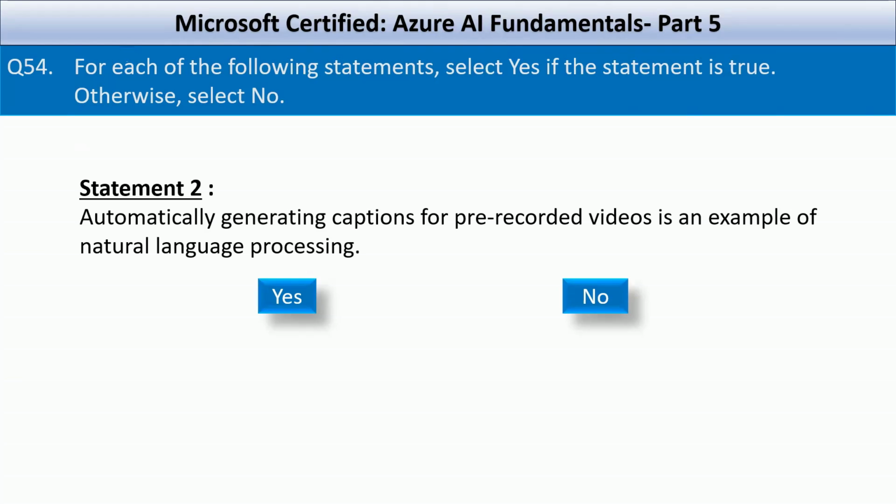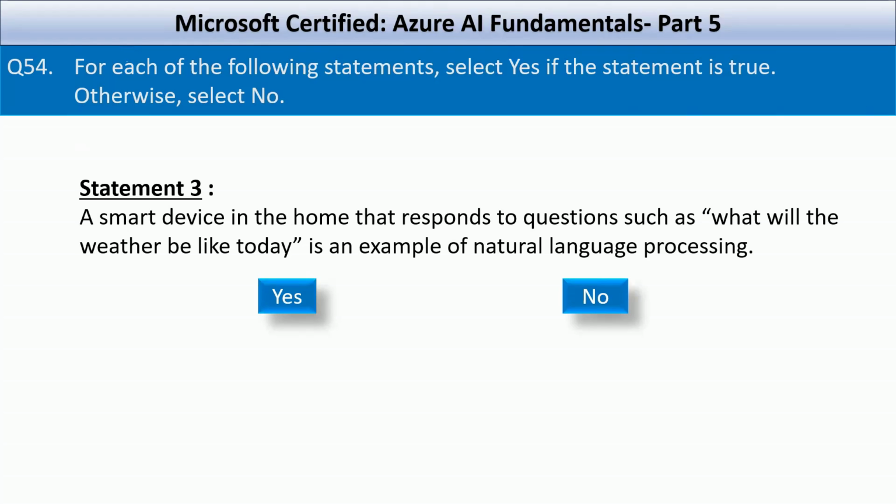This is also a correct statement. This is done using Azure Cognitive Services, which converts spoken words in a video to written text. Next statement. A smart device in the home that responds to questions such as what will the weather be like today is an example of natural language processing. Now, friends, the final statement is also correct. The whole process uses Azure Speech Services, Conversational Language Understanding, and Azure Bot Service.